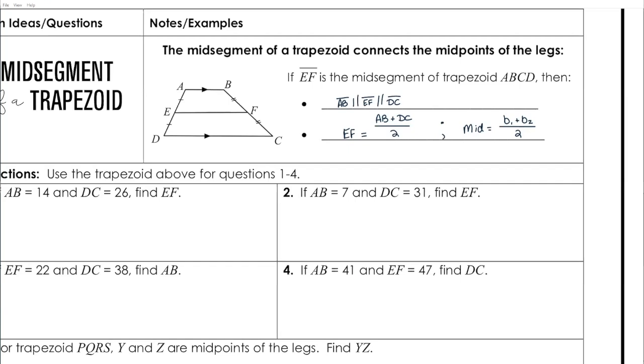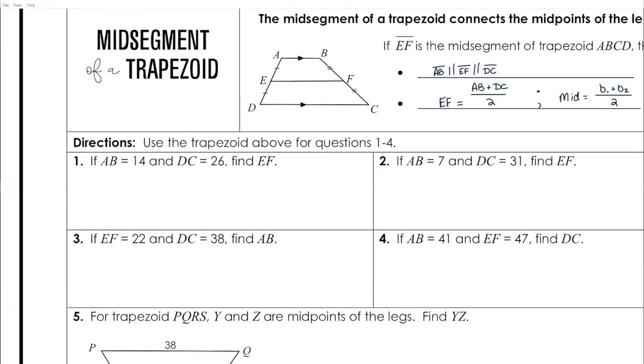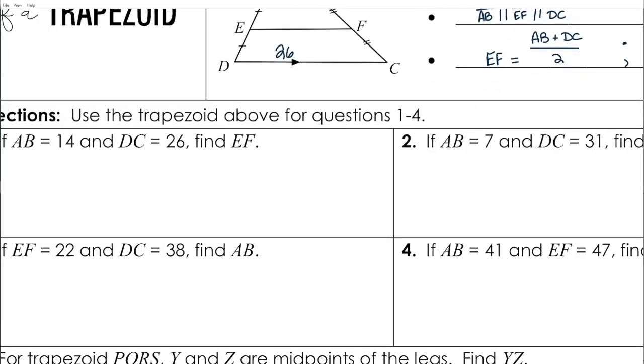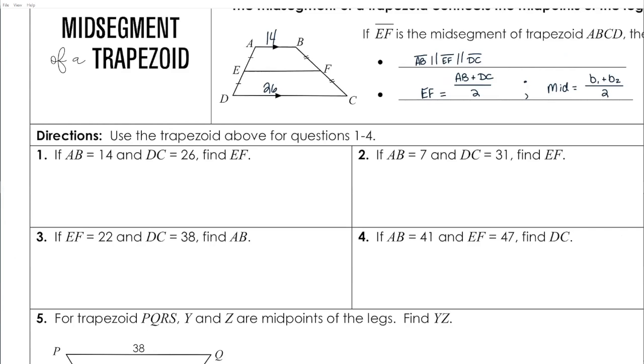Let's put that into action. They said, hey, the trapezoid above, answer the question. So they said AB is 14. We're just going to cheat a little bit and come back up here. 14. DC is 26. Find the length of our mid-segment. So EF is half the sum of our two bases. 14 plus 26 is 40. And then 40 divided by 2 is 20.